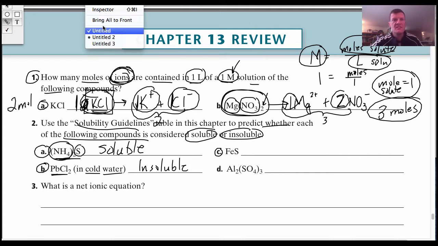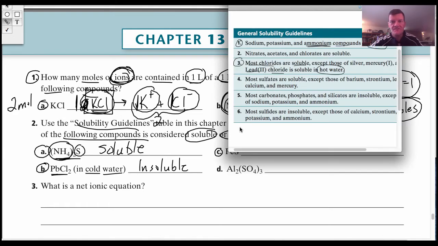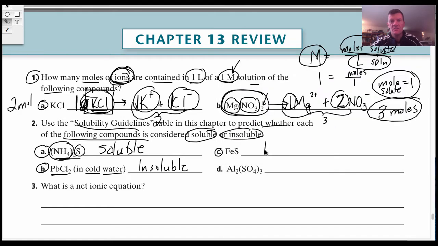What does C say? C is iron sulfide. Well, it says in number 6, most sulfides are insoluble. There are some exceptions, but this is not one of them, so this is going to be insoluble. It has a sulfide right there. That S tells us it's a sulfide, and one of the rules was sulfides are insoluble except, and it gives a few exceptions. But iron sulfide is not one of them.